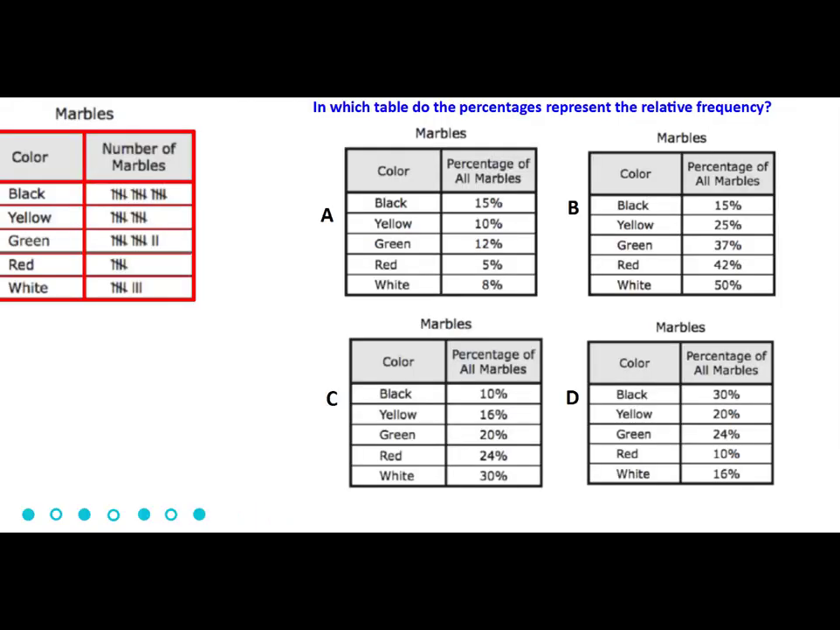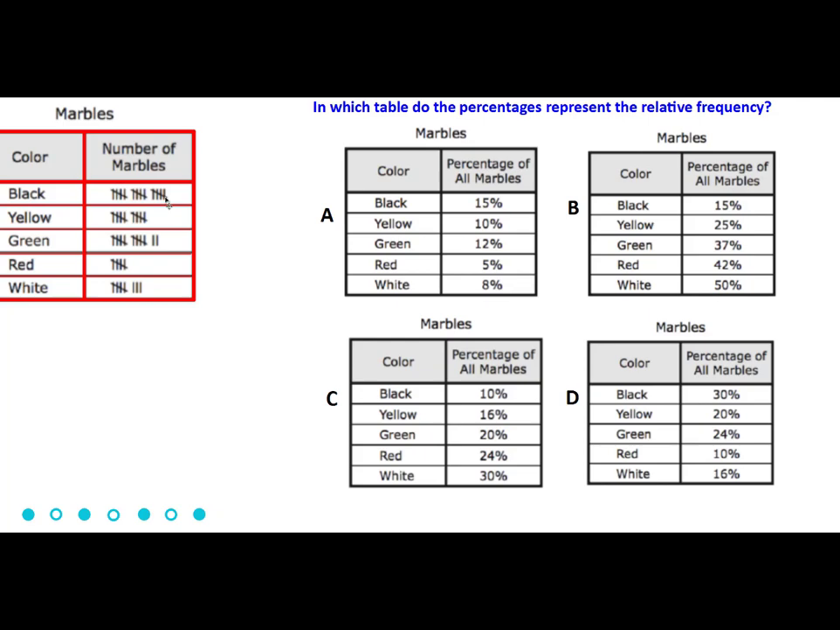Now this one looks a little different because I don't actually have a percent bar graph, but I do have charts that have percents in them, and I can use the same kind of reasoning to get started. If I look over here at my data, I see that with black, I have 15, 10, 12, 5, and 8. That's the data that I have. I can see that black has the most numbers, so it should be the largest percent.